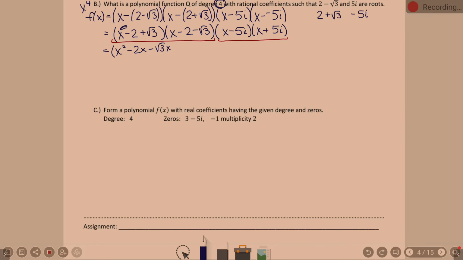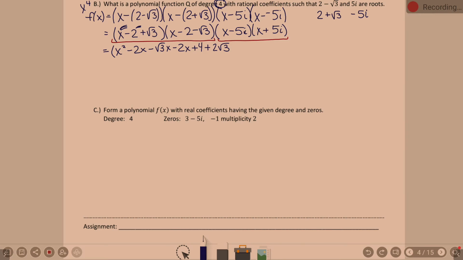Now we're going to distribute negative 2. Negative 2 times x is minus 2x. Negative 2 times negative 2 is plus 4. Negative 2 times negative square root of 3, I did plus. Negative times negative makes it plus, and I'm just going to write it as 2 square root of 3.